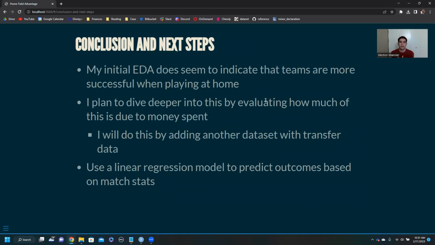My conclusions and next steps. So my initial EDA does seem to indicate that teams are more successful when playing at home, but I plan to dive deeper into this by evaluating how much of this is due to money spent and just the name of the team. I will do this by adding another data set with transfer data, which indicates how much money a team is spending on their players. I also plan on doing a linear regression model to predict outcomes based on match stats such as fouls and offsides and things like that.